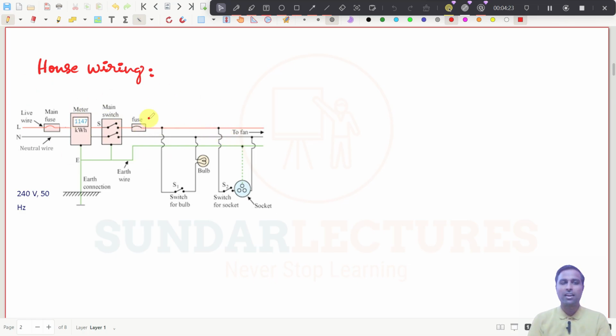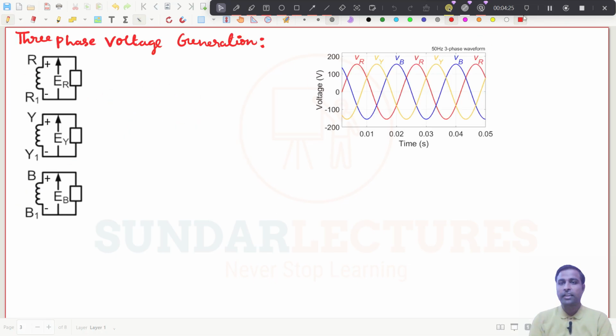That we will see after this one. See the next one. This is nothing but a three phase voltage generation part. See here, you have three phases, right? Because this is three phase, you have R phase, Y phase, and then B phase, right?